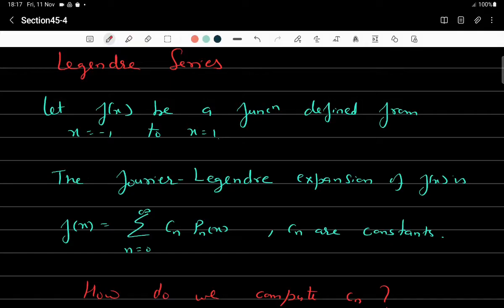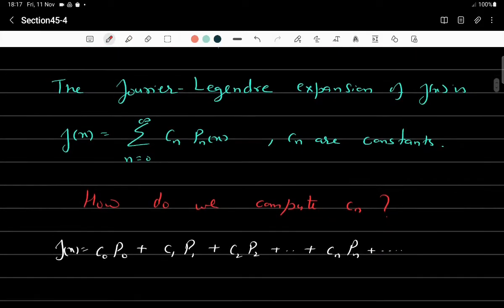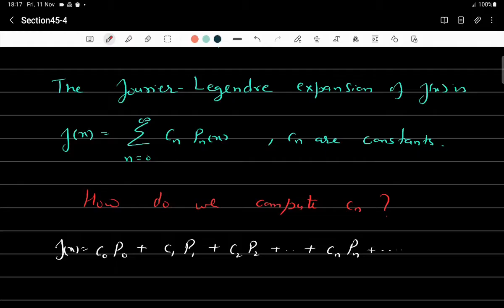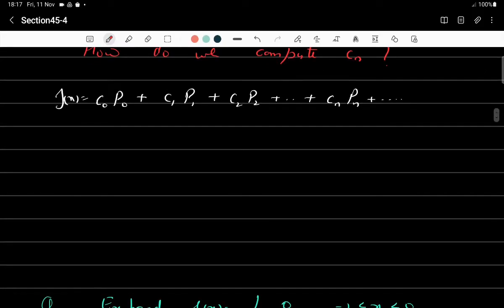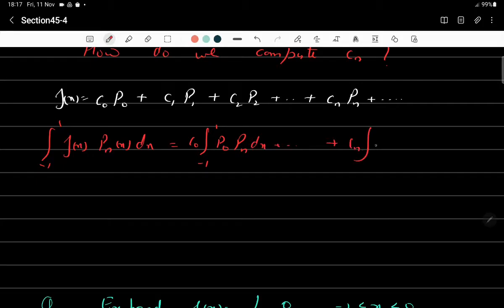Spend some time and try to think, can you use orthogonality? So your f of x is something like this: c naught P naught plus c1 P1 plus so on, and c_n P_n plus so on. Let's say n is fixed. So what you do is you multiply both the sides with P_n(x) and integrate from -1 to 1. So the first term would be P naught P_n dx and so on, and the nth term would be P_n square dx and so on. For example, if n is 5, then you will have c5 P5 square.